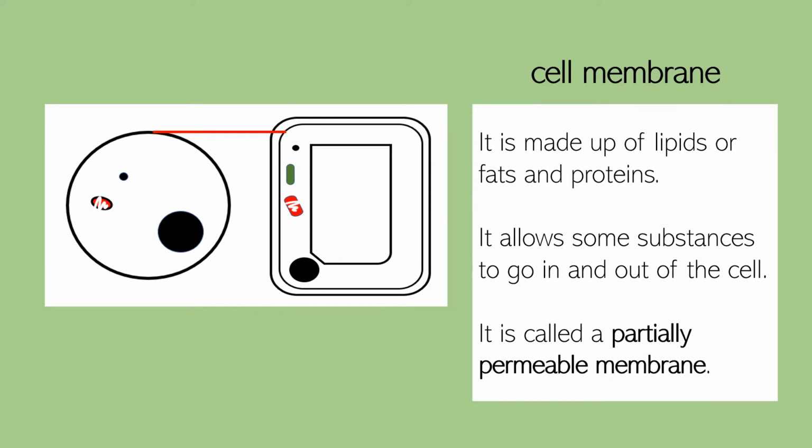It is made up of lipids or fats and proteins. It allows some substances to go in and out of the cell. Going in is endocytosis. Going out is exocytosis. That is why this membrane is considered as partially permeable membrane.